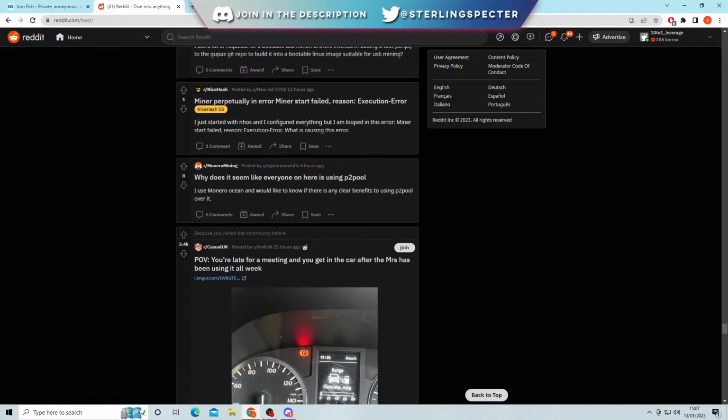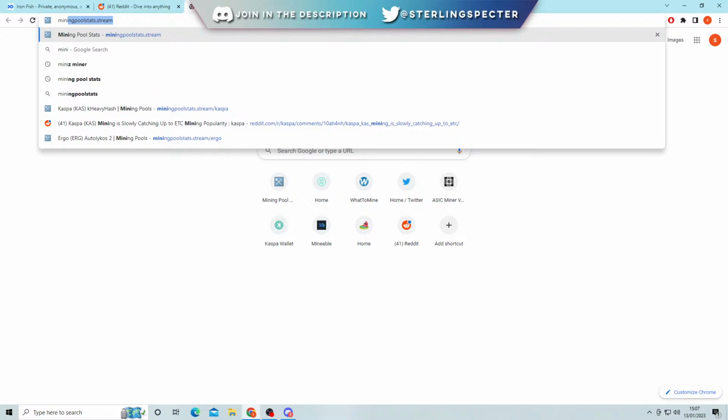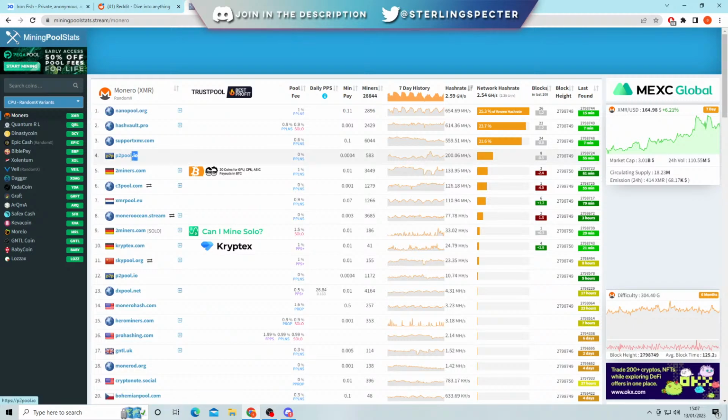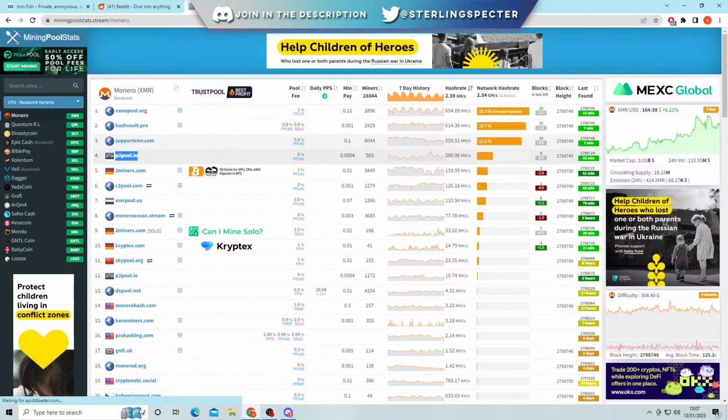Why does it seem like everyone here is using P2Pool? I use Monero Ocean. I'd like to know if there's any clear benefit to using P2Pool. I don't know. We'll have a look. Let's go on mining pool stats. Find Monero. P2pool.io. Can't really see much benefit to actually using it. They've definitely got a lower minimum payout, but you can still get low at hashvault.pro. And they get way more blocks than P2Pool. So you probably want to go with HashVault Pro or Nanopool, depending on how big of a rig you have.